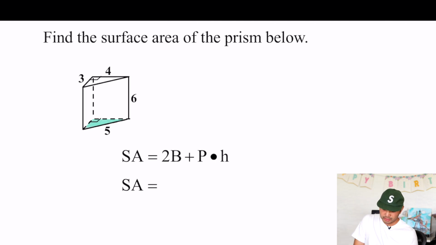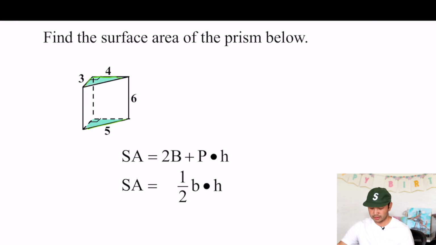So you have the 3 and the 4 and the 5. The 5 is not going to be used. The 3 and the 4 are perpendicular to each other, so those are the base and the height. All right, so that's 1/2 base times height times 2. So that's kind of nice because the 1/2 times 2 kind of cancels each other out.